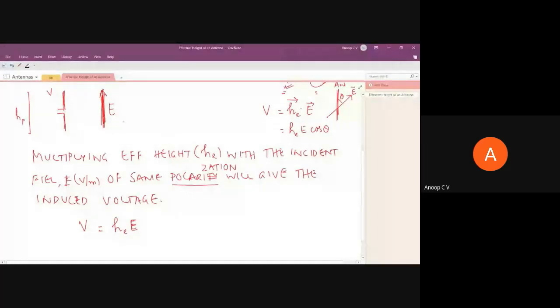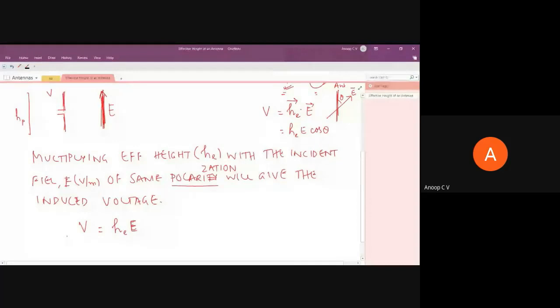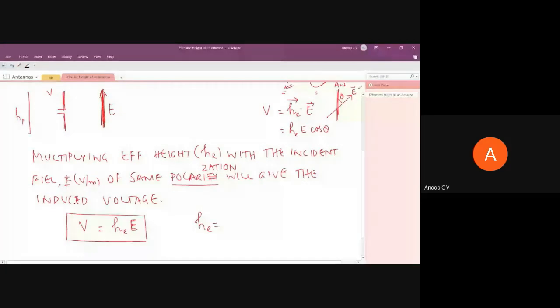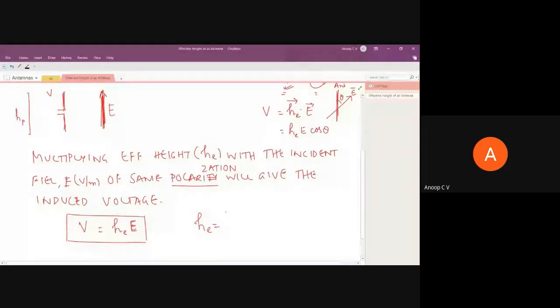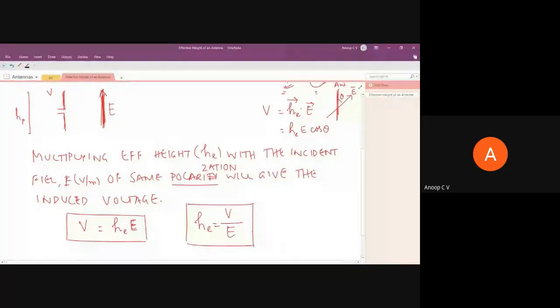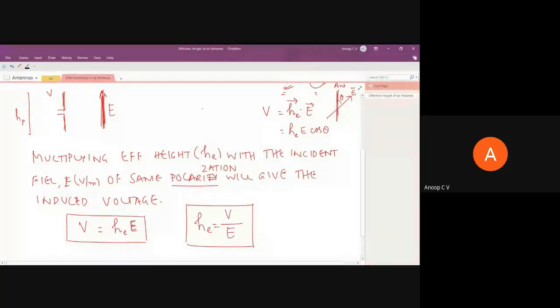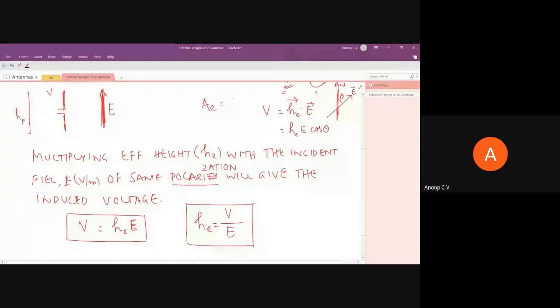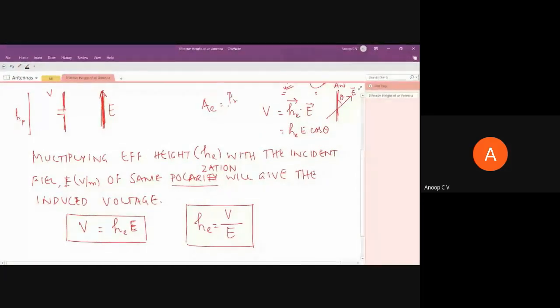Then induced voltage V can be expressed as HE times E, or effective height HE can be written as the ratio of induced voltage to the incident electric field. So this is effective height. Effective height can be represented as the ratio of induced voltage to electric field, just like how effective aperture was the ratio of power received to the power density. Here power was in watts, and power density is in units of watts per meter square.